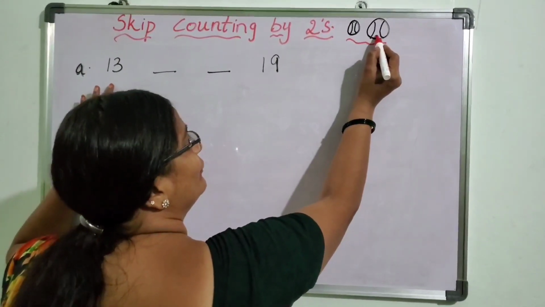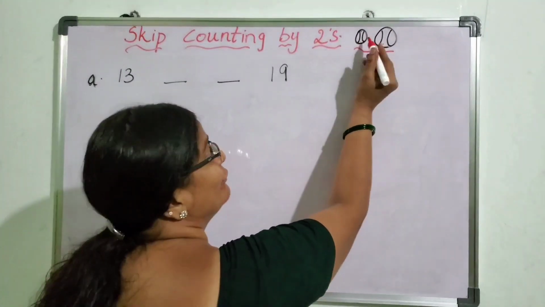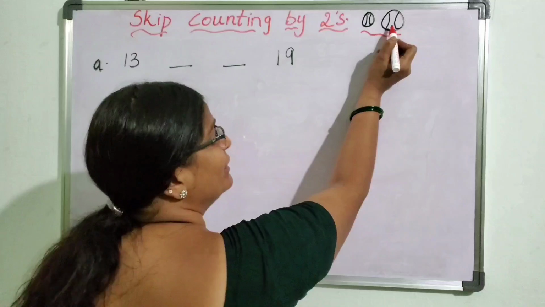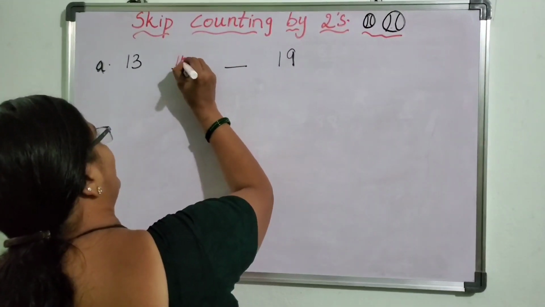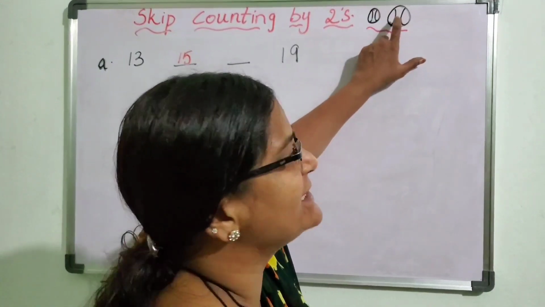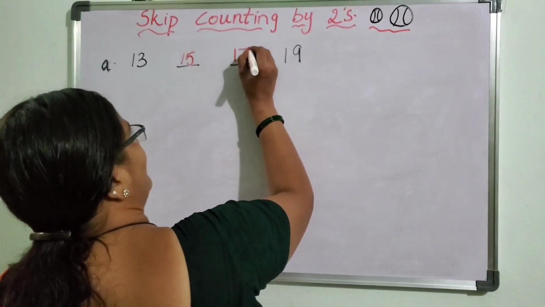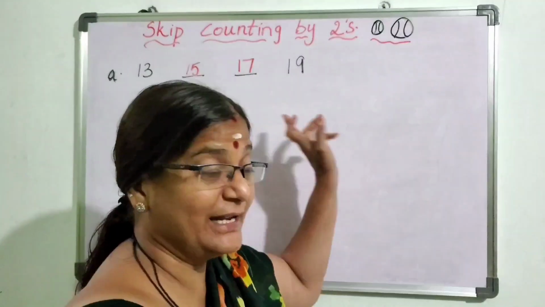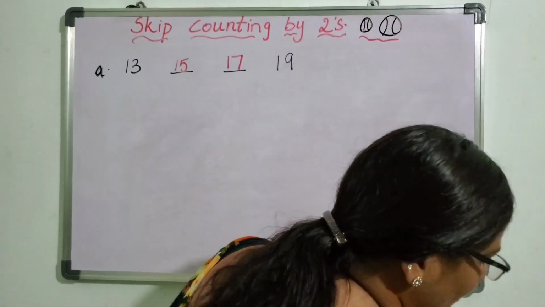13, sorry, 13 finished. 14, 15. So which number is coming here? 15. Now 15 finished. 16, 17, 18, 19. Like that I will give you. Now I will give you one more example.